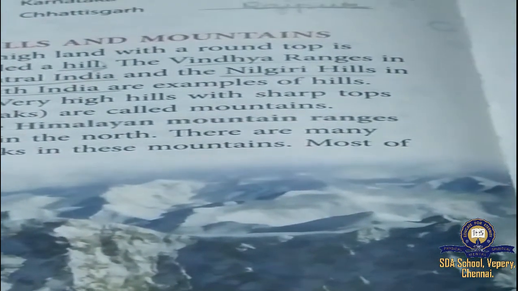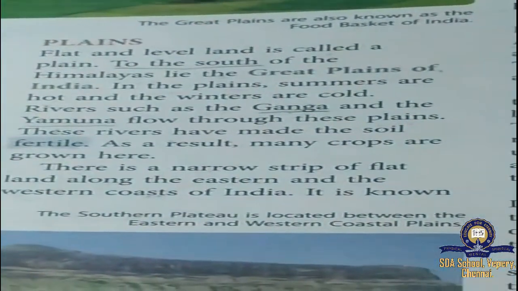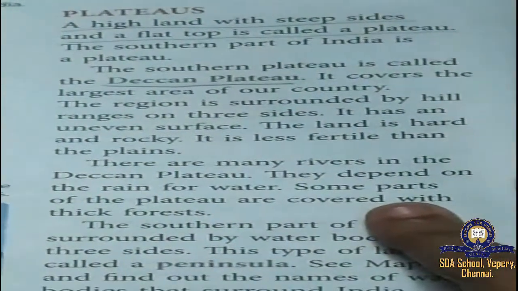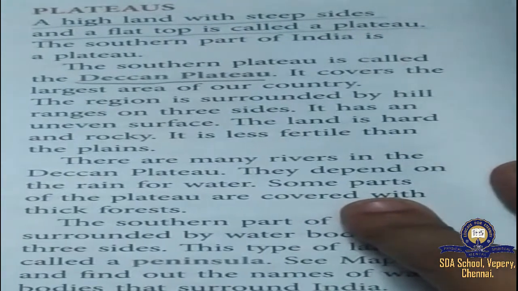What are the popular rivers in our country? Ganga, Yamuna, Satluj, and the Brahmaputra. Next we learned about the plains and the plateaus. Plains are flat and level land. And what are plateaus? The high land with steep sides and a flat top is called a plateau. An example is the Deccan Plateau.